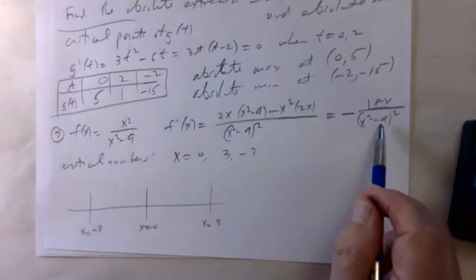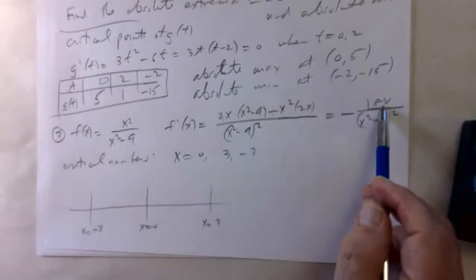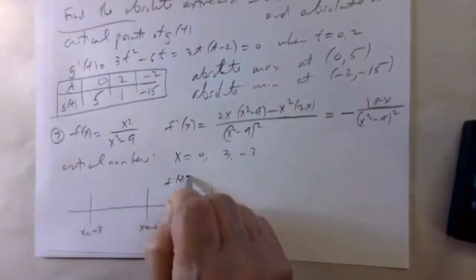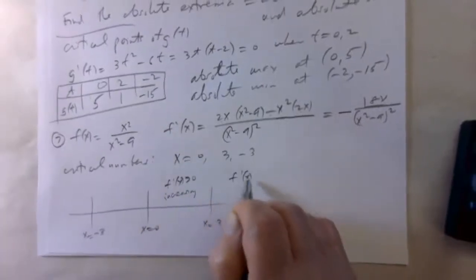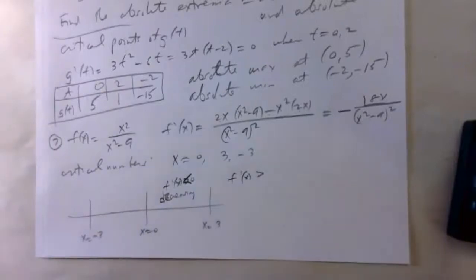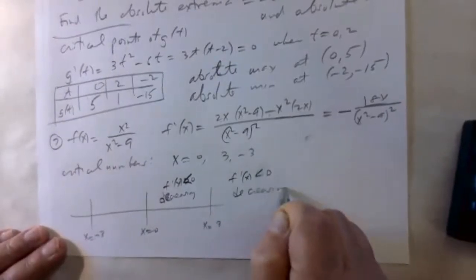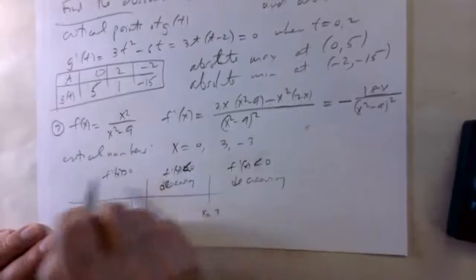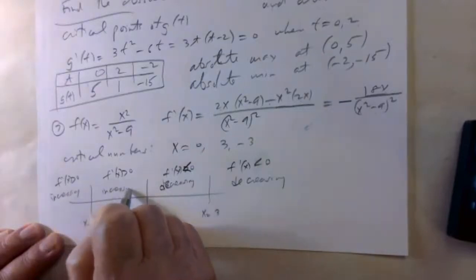So except when x is plus or minus 3, this is positive. So the sign of the derivative is the opposite of the sign of x. So for x between 0 and 3, the derivative is negative and the function is decreasing. When x is greater than 3, also, the derivative is negative. The function is decreasing. When x is negative, this is positive. So in these two regions, the derivative is positive, and the function is increasing.